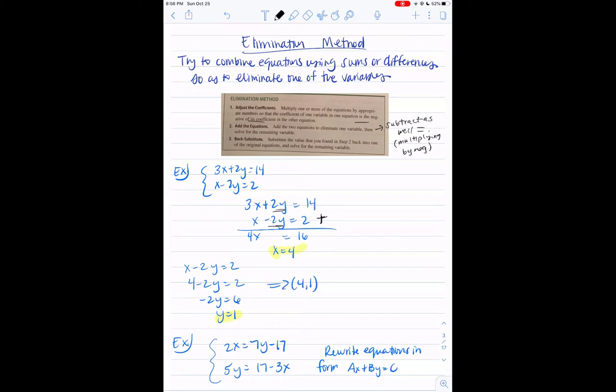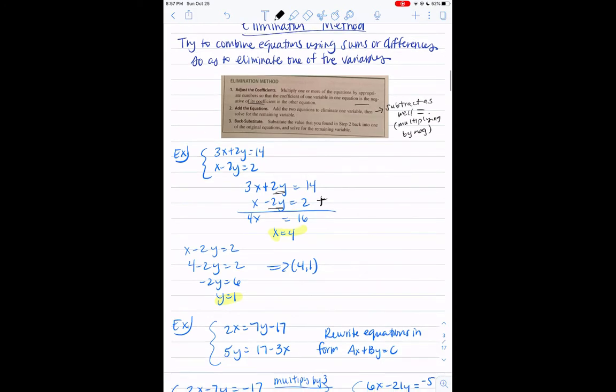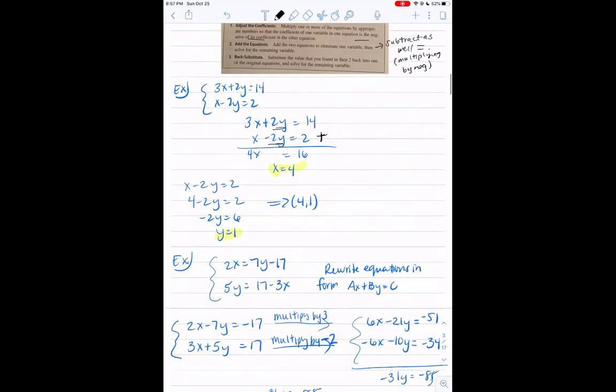Really we could subtract as well. The key is that you have opposite signs. If you are subtracting the two equations, that's basically multiplying by a negative as well. But usually you want to get them where it's a positive and negative, and then you're adding the equations, just makes it easier. And then we back substitute. So we substitute the value that we found in step 2 back into one of the original equations, and we solve for the remaining variable. So let's do an example to see that play out.